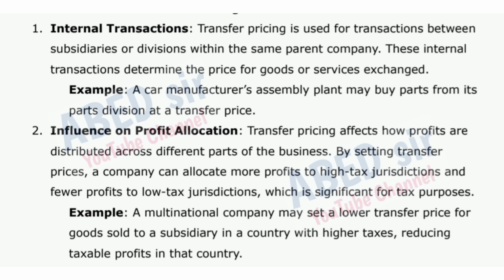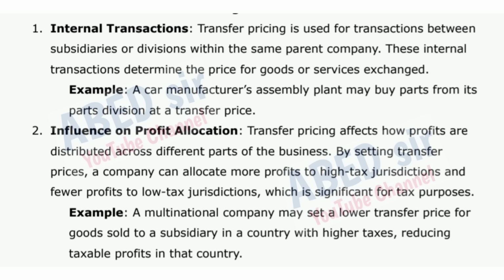2. Influence on profit allocation. Transfer pricing affects how profits are distributed across different parts of the business. By setting transfer prices, a company can allocate more profits to high-tax jurisdictions and fewer profits to low-tax jurisdictions, which is significant for tax purposes.